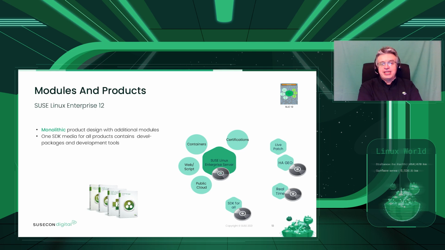For example, the containers or the public cloud module are available already there because they are on a much faster track. You need updates, they are much faster. And not everybody needs the public cloud module. Public cloud module contains things if you create images for the public cloud. We will go into that a little bit later.